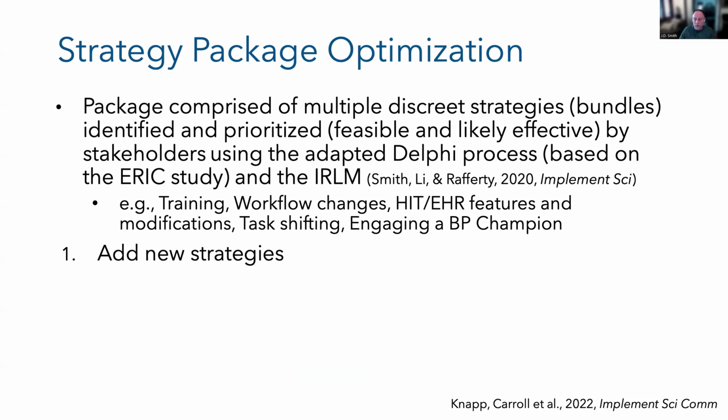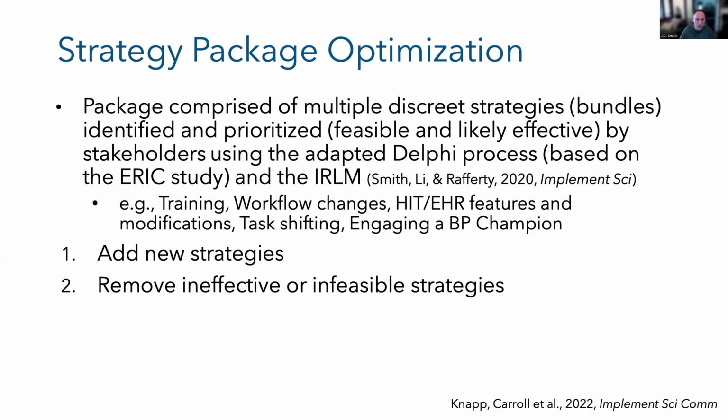So what can you actually do? You can add new strategies in between bundles. For whatever reason, maybe the strategy you picked to overcome a significant barrier really didn't, and so you need to maybe add another strategy to increase the effect or try to overcome that barrier. You can remove ineffective or infeasible strategies. So if something is really showing absolutely no signal and is not having an impact on the thing that you thought it would, maybe take it out.